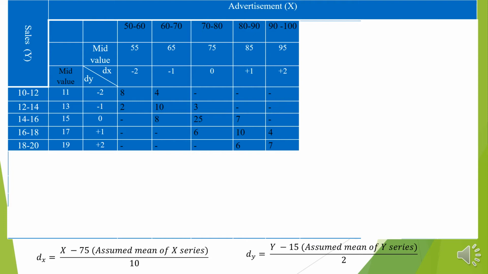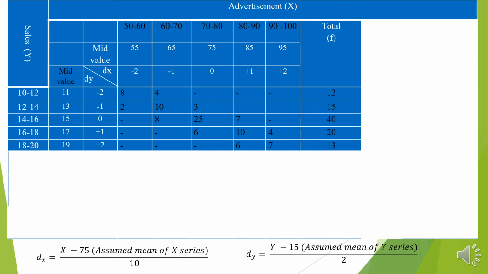So for example, 8 plus 4, 12, and here it is 10 plus 2, 12 plus 3, 15. So let us do that total. Okay, I think it is clear to you. This total: 8 plus 4, 10 plus 2 plus 3, 15, 25 plus 8, 23, 33 plus 7, 40, 16 plus 4, 20, and 6 plus 7, 13.